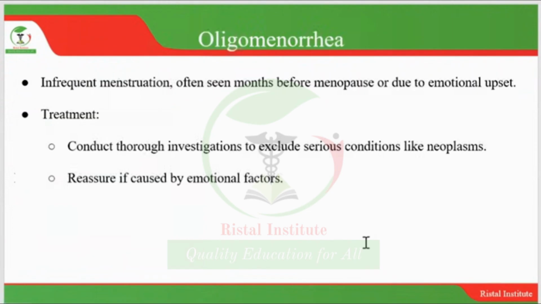Oligomenorrhea. Oligomenorrhea refers to infrequent menstruation, often seen months before menopause or due to emotional upset. So the menstruation is infrequent, not regular as it should be. So for the treatment, conduct thorough investigations to exclude serious conditions like neoplasms. Reassure if caused by emotional factors. So if the major cause of this is known to be emotional, then the mother needs to be reassured so that she can stop overthinking.